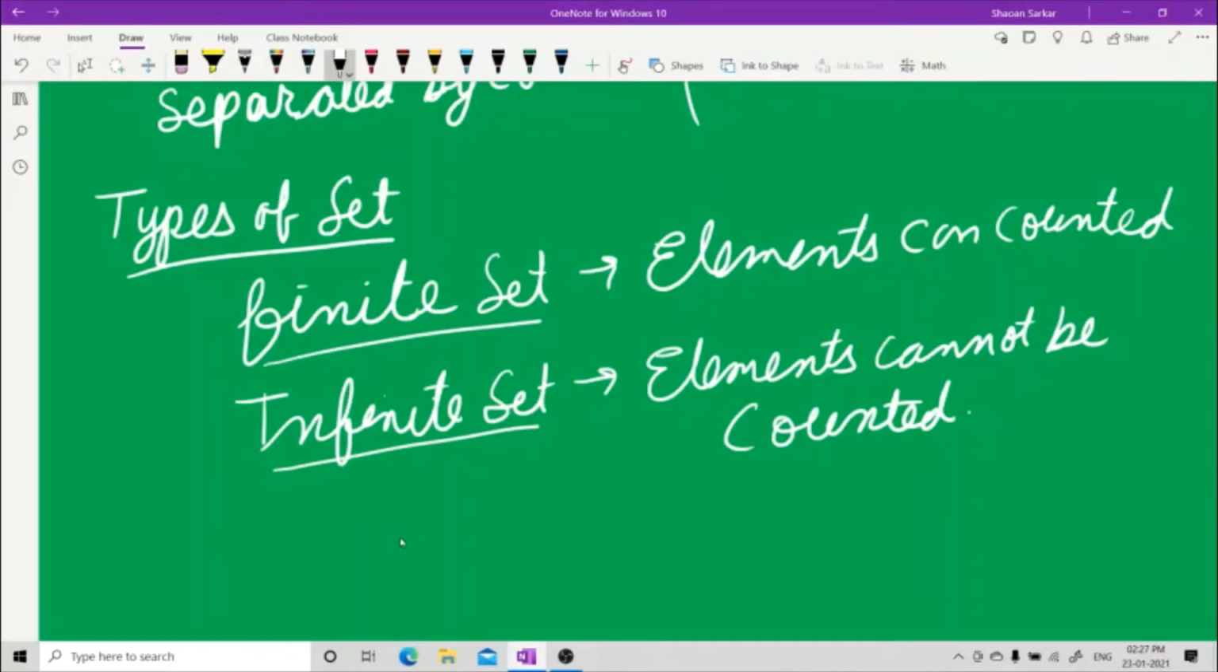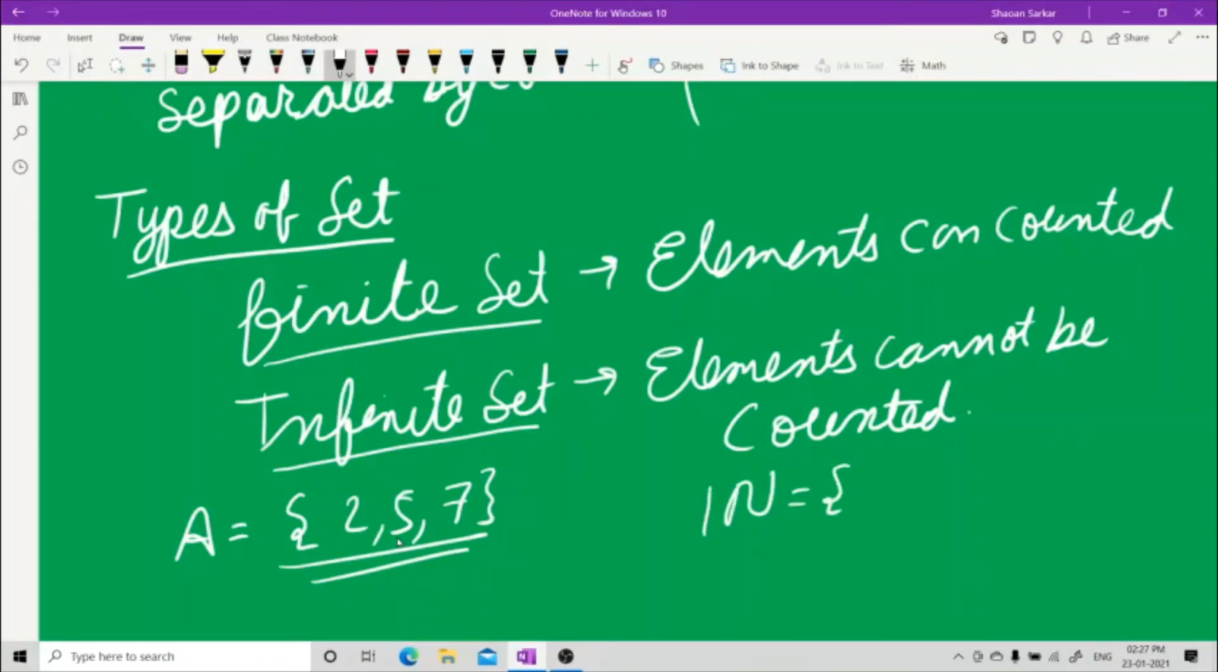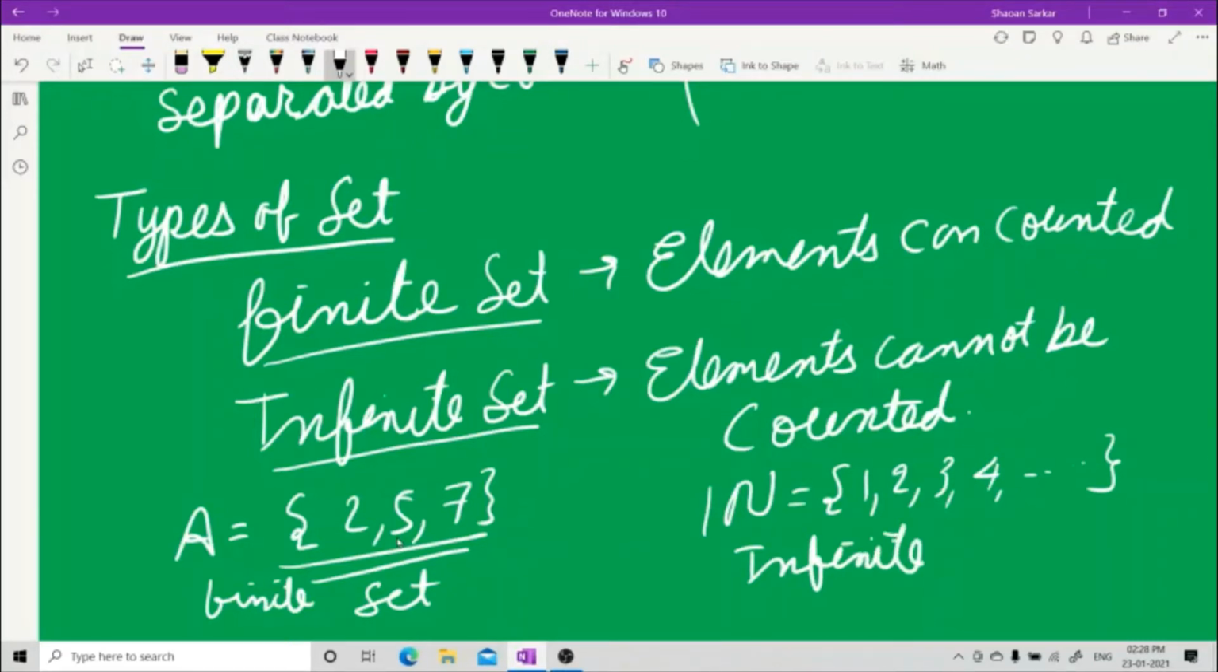Now see, you have a set A, and this is 2, 5, 7. So the number of elements in A is 3, and let us take natural numbers 1, 2, 3, 4, and so forth. This is a finite set, and this is an infinite set.